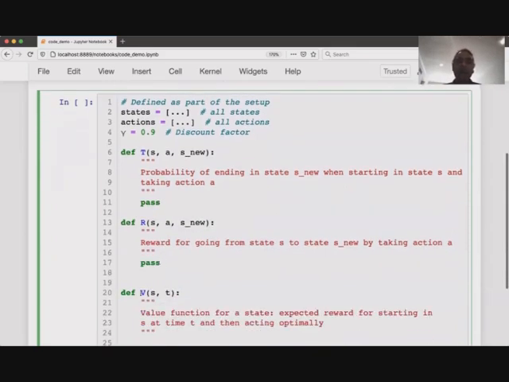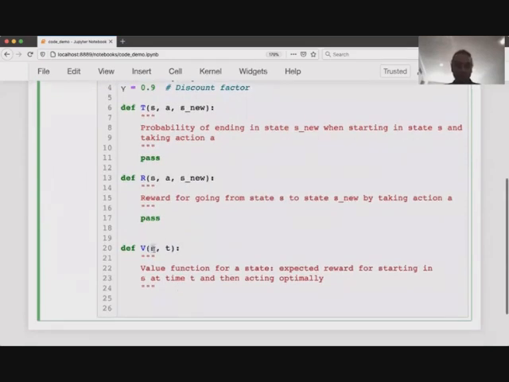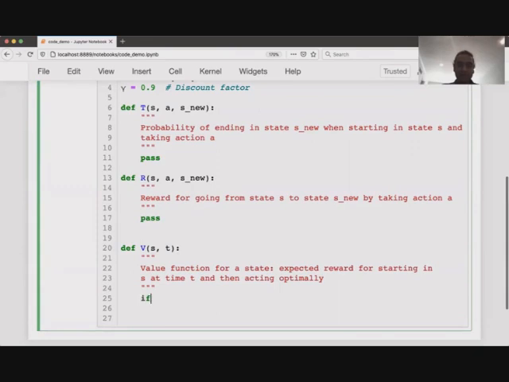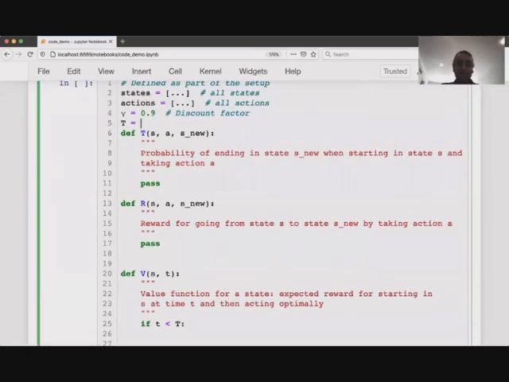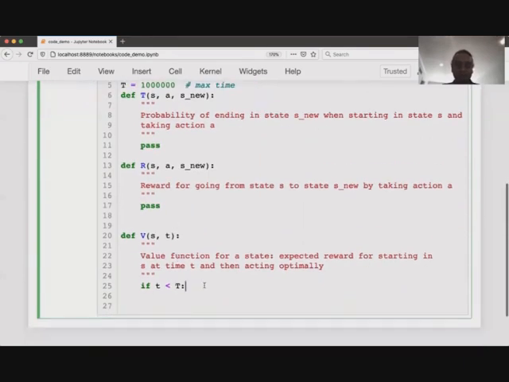And now what we want to do is compute what V is. Remember, V is the value function. I'm not writing the star. This is V, the value function for a particular state s at a particular time t. And so the way we'll do this is we'll start off by saying if t is less than capital T, some relatively big number, max time, then what do we do?